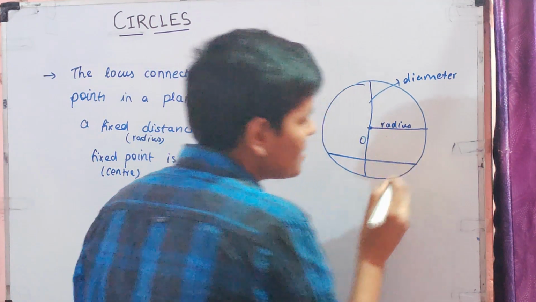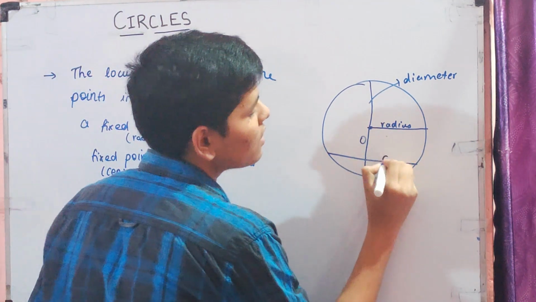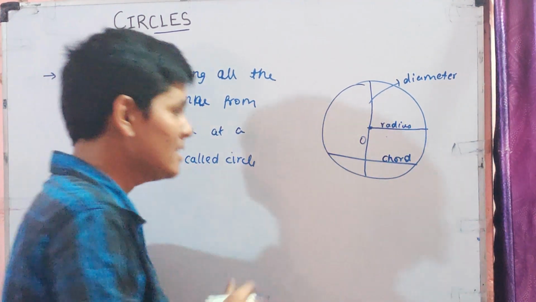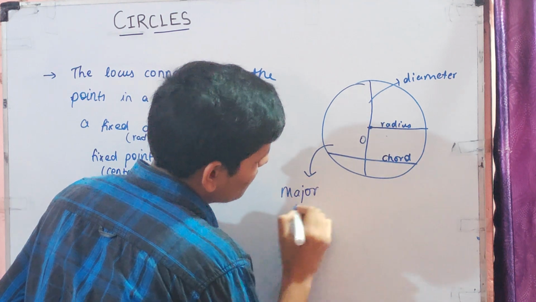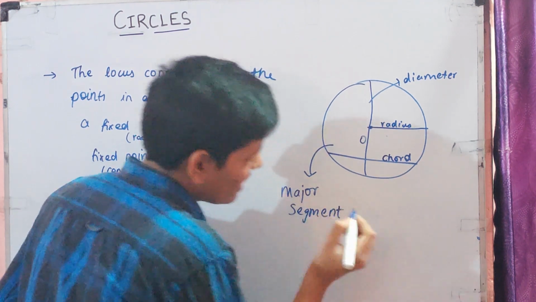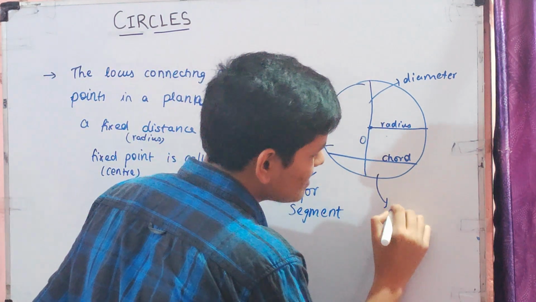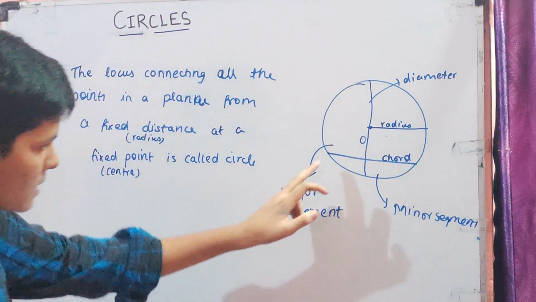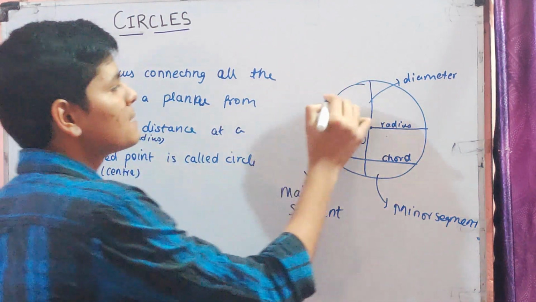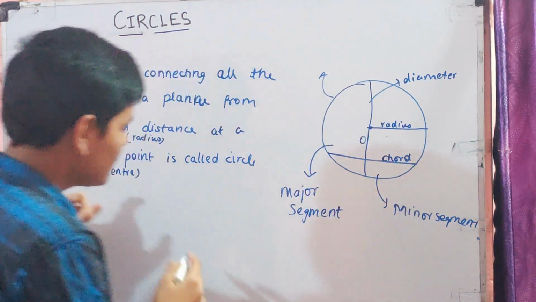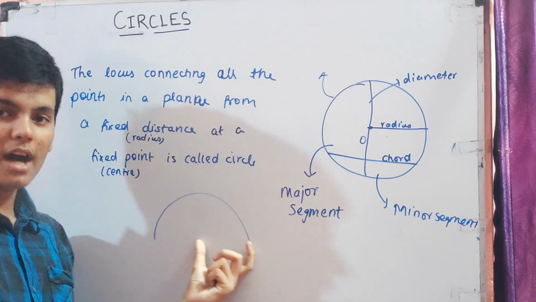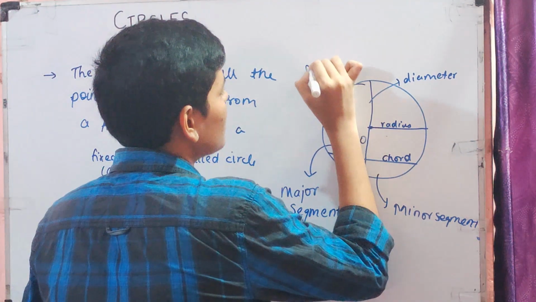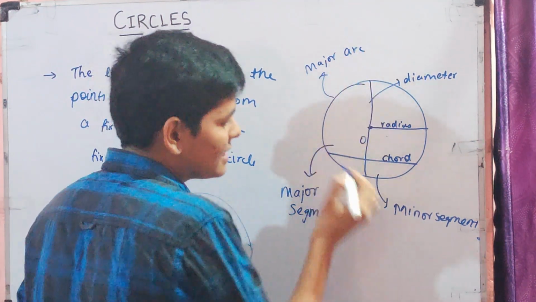If there is a line which connects two points on a circle, this is called a chord. The chord divides the circle into two parts and the parts are known as segments. The bigger one is the major segment, and the smaller part is known as the minor segment. Now the part of the circle which is in the major segment is known as an arc. What is an arc? An arc is nothing but a part of a circle. If we complete the arc, we will get a circle. Hence, we have over here a major arc, and this one is the minor arc.